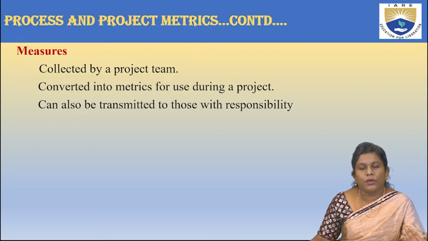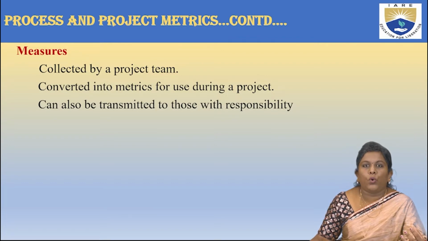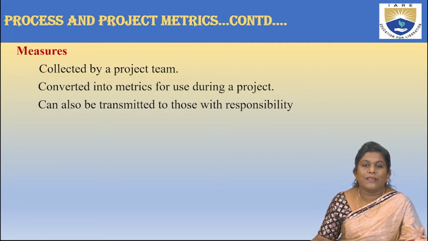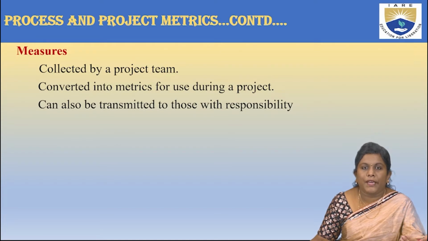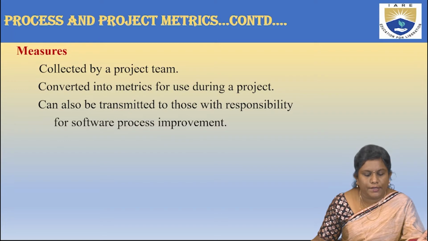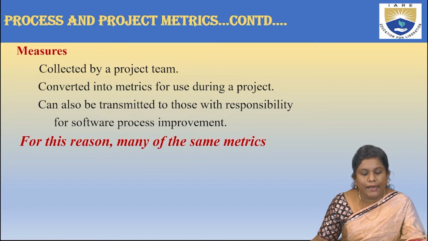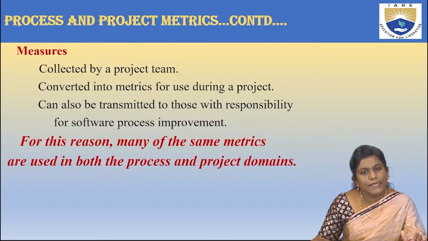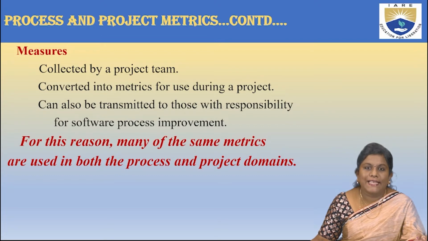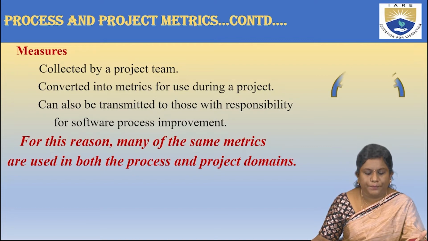There are different teams in a software company, and a project holds different people. They have their own tasks, right? So the third point states that metrics can also be transmitted to those with responsibility, meaning the metrics will be helpful to the people who are working in some specific area. I repeat, metrics are nothing but measurements. In short, they are called measures for improving the software. For this particular reason, as stated above, this involves both the process and the project domains. For both these scenarios, the process domain and the project domain, you require all these measures.